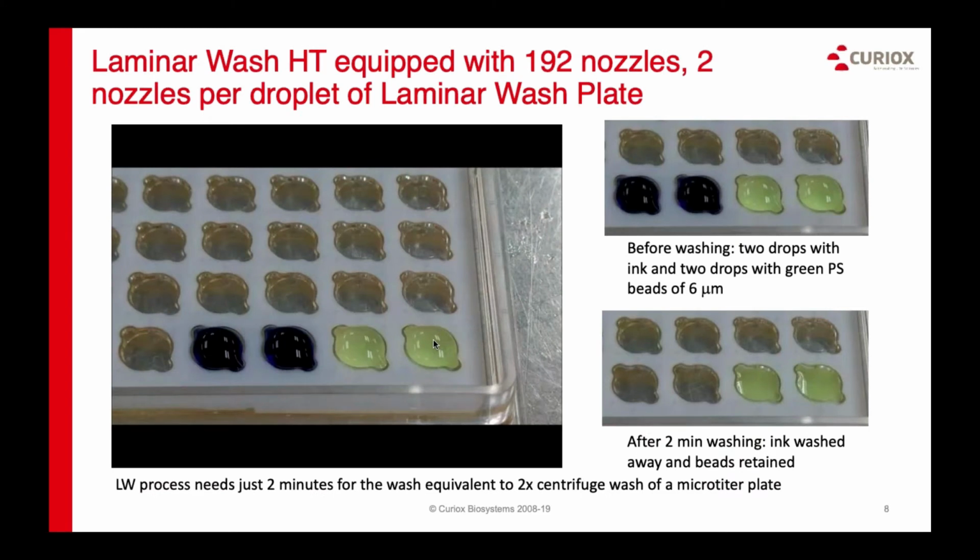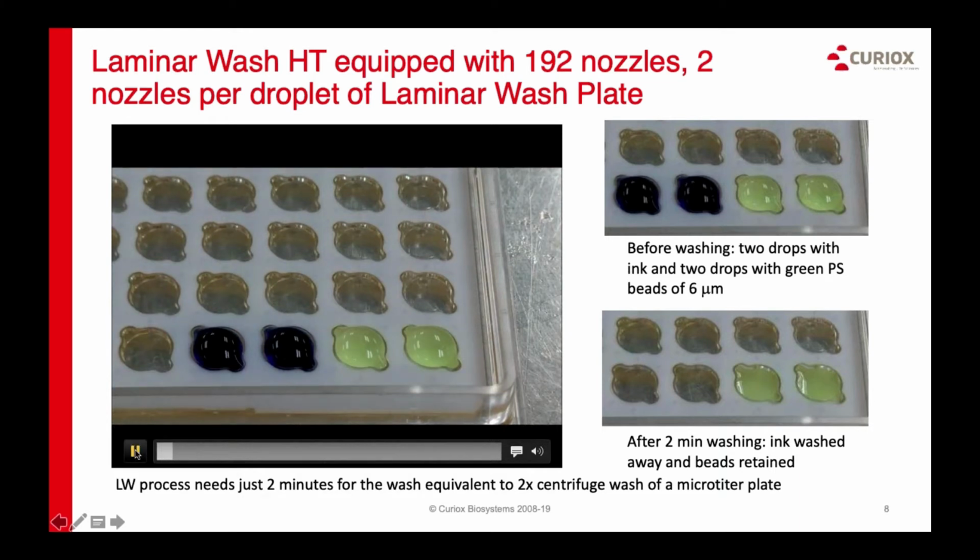So in this slide, I'm going to show a short movie clip of how the Laminar Wash system runs. In the movie, there are two wells down here that have droplets of green fluorescent polystyrene beads, which are surrogates for cells, and two droplets of dye. After 20 minutes of rest, the beads settle on the plate, just like cells would. So I'm going to start this movie.